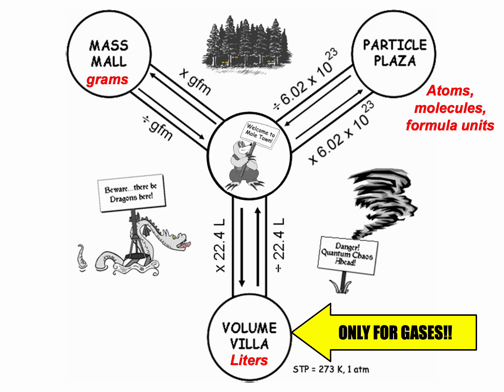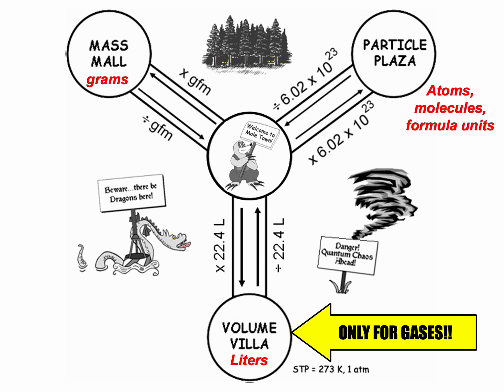And then for particle plaza, there's a whole bunch of different types of quantities that you could be talking about. So if you want to know how many atoms or how many molecules or how many formula units you have, you will be talking about being out at particle plaza. Notice that you have these different arrows present.